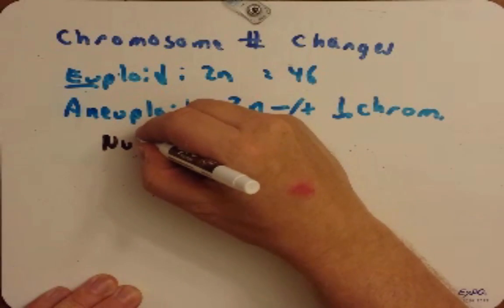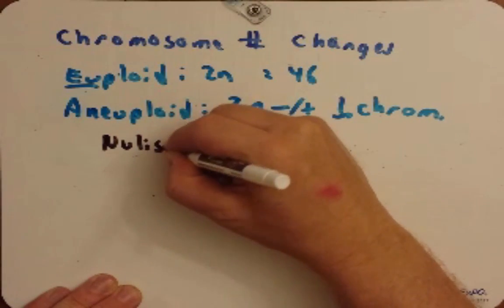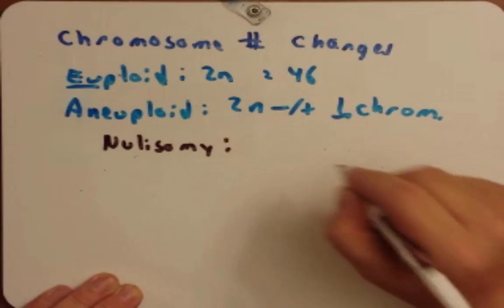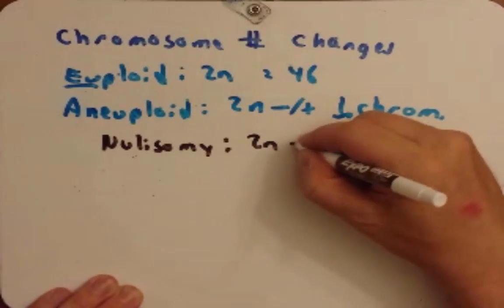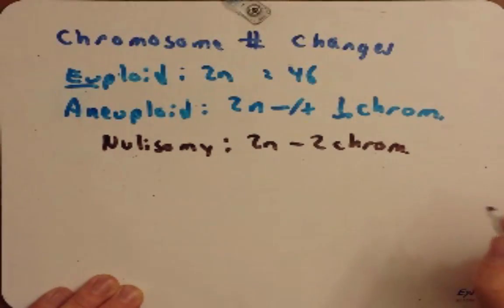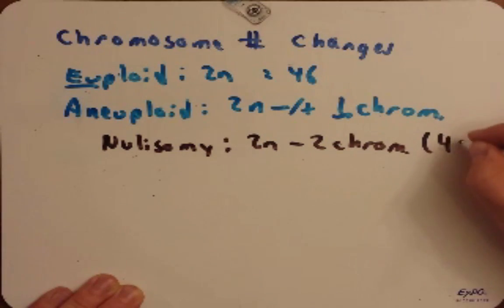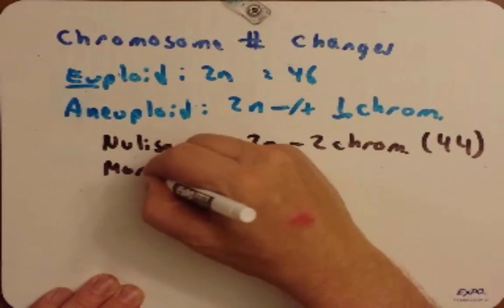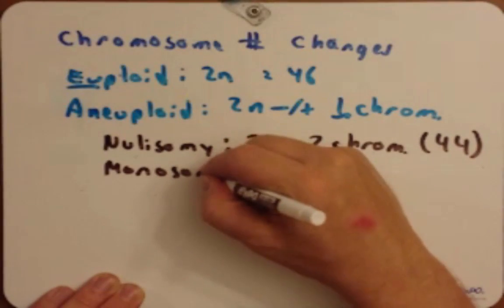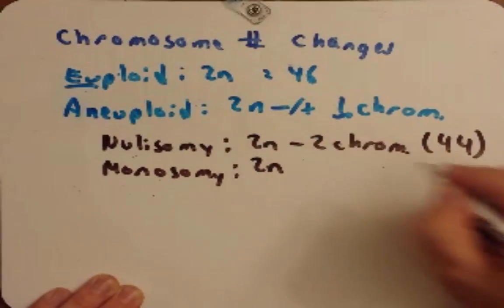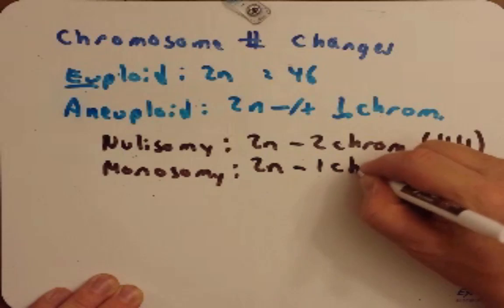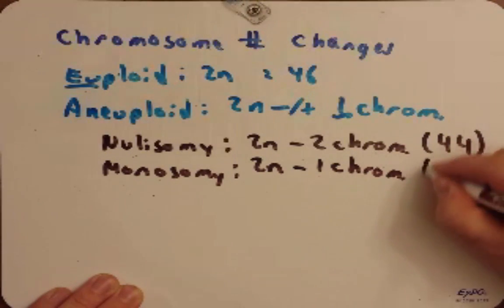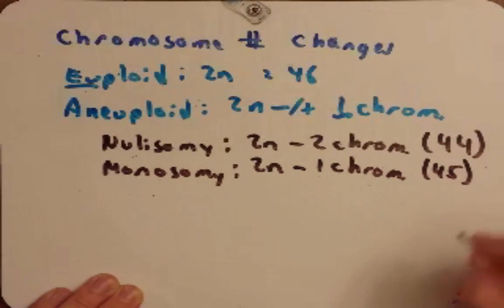You could have a nullosomy, and this would be 2n, that diploid number, minus 2 chromosomes. So in humans, that would give us only 44 chromosomes. We also have something called a monosomy. And this would be 2n minus 1 chromosome. In this case here, we would have 45 chromosomes in a human.